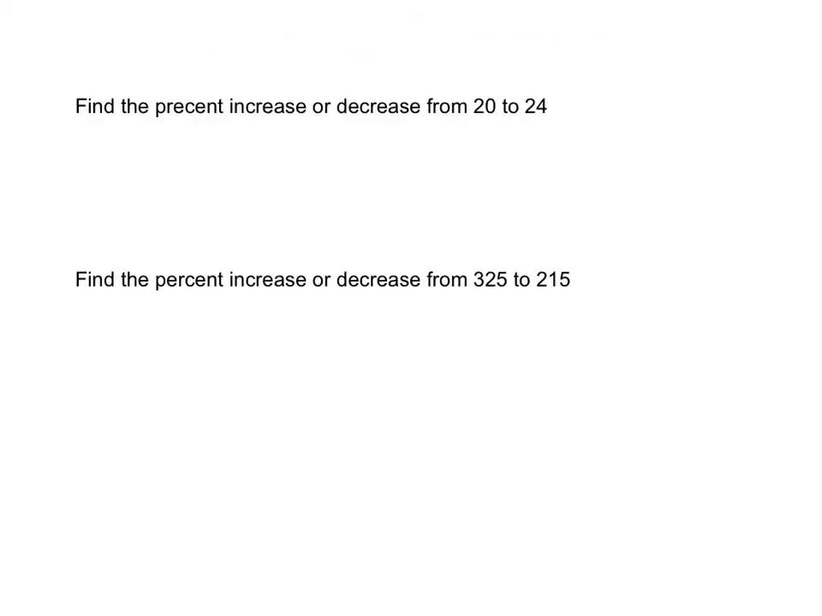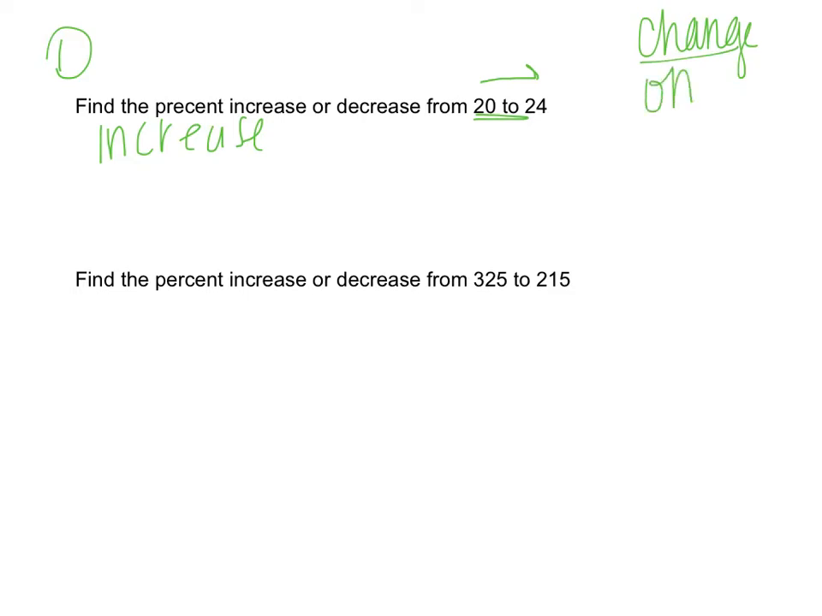Let's try this first example up here where it says find the percent increase or decrease from 20 to 24. So first of all, you can say that we're going up. So there's an increase here. So let's write increase. Now we're always doing change over the original. So to figure out the change, we need to do 24 minus 20. So what is the change? If you do that, you get 4.